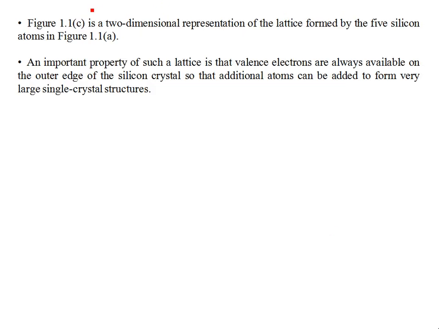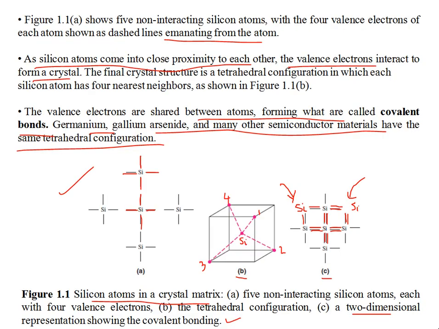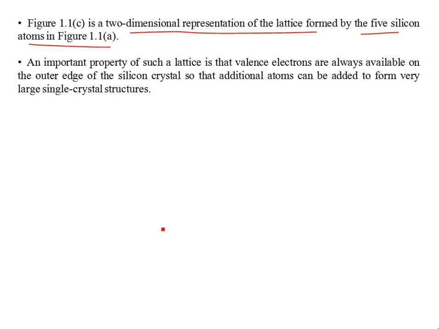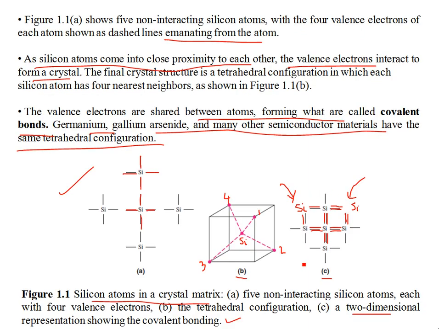Right. Now, you see figure 1.1c that we have shown before has a representation of the lattice, which is formed by 5 silicon atoms. We have the center silicon, and surrounding it are 4 silicon atoms required to complete the stable structure of a silicon atom. An important property of such a lattice is that the valence electrons are always available on the outer edge of the silicon crystal, so additional atoms can be added to form very large single crystal structures. More silicon atoms can join in to form very large tetrahedral lattice structures.